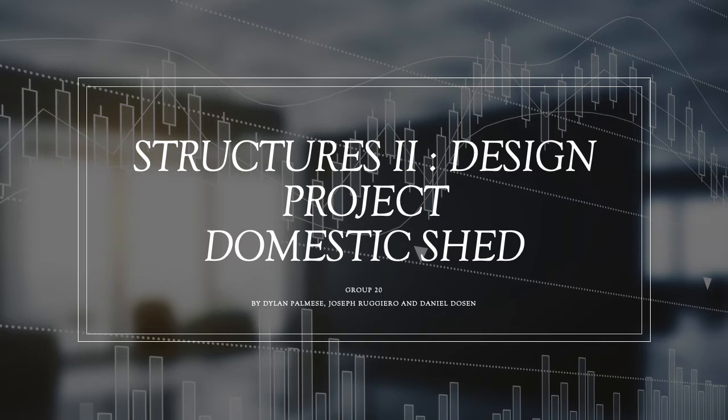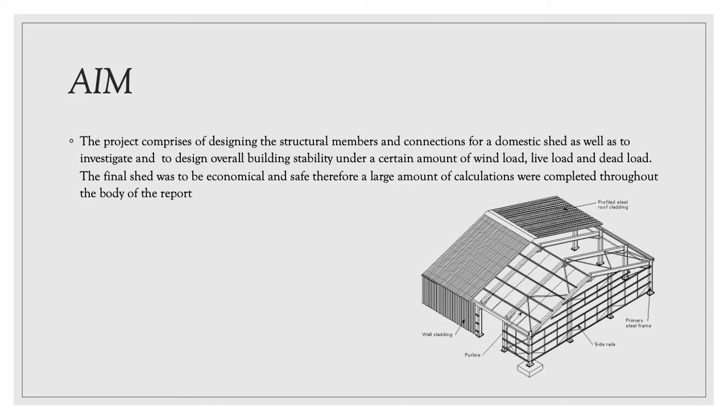This design project for Structures 2 was one of the most interesting projects we've done throughout the program. The project comprises designing the structural members and connections for a domestic shed, as well as investigating and designing overall building stability under a certain amount of wind load, live load and dead load. The final shed was to be economical and safe. Therefore, a large amount of calculations were completed throughout the body of the report.